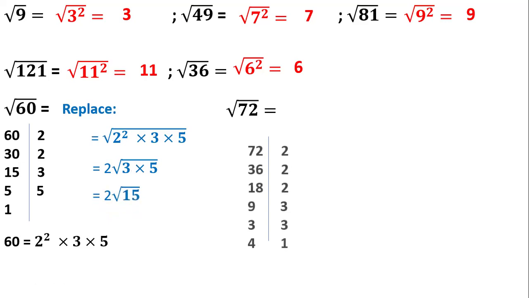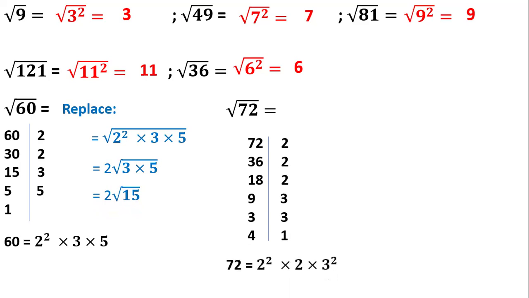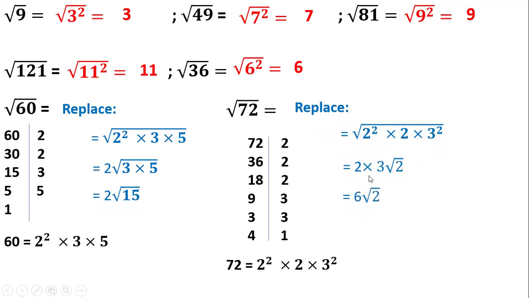The same thing happens with 72. I decompose 72 into prime factors, and I replace the prime factors inside the radical. Here, 2 squared comes out as 2, and 3 squared comes out as 3. Since I have two numbers outside, I multiply them. So I will have 2 times 3, and this 2, since it has no square on it, stays inside the radical. So 2 times 3 is 6. My answer is 6 radical 2.